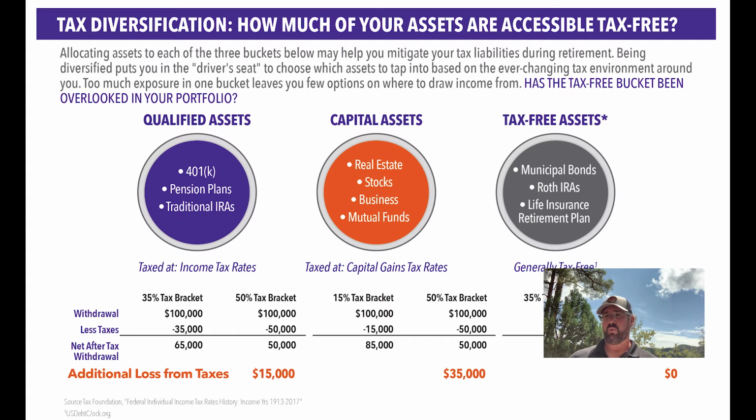So then we move to the middle bucket. Again, widely known and understood. It's got real estate, stocks, small businesses, mutual funds. When we go to that bucket and we decide that we want to take out, we have to pay the applicable taxes on it as well.